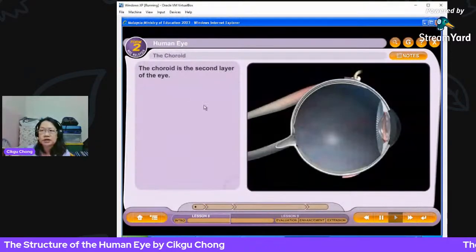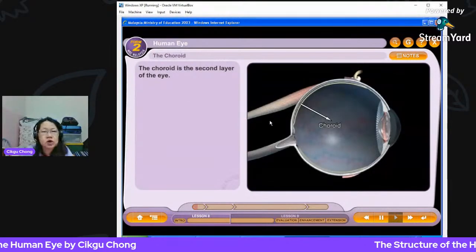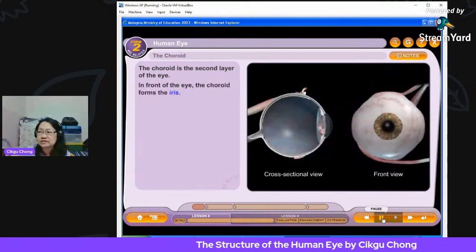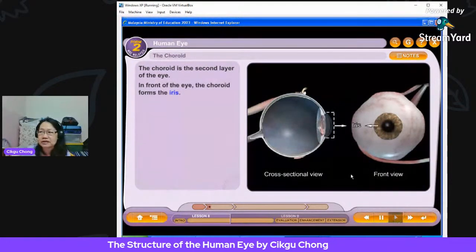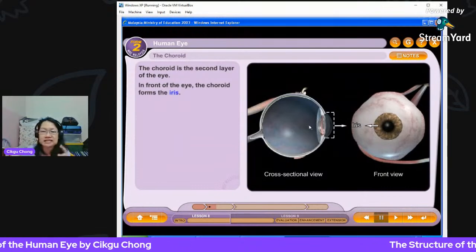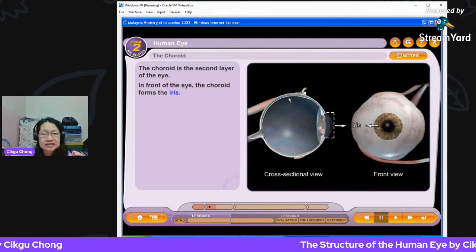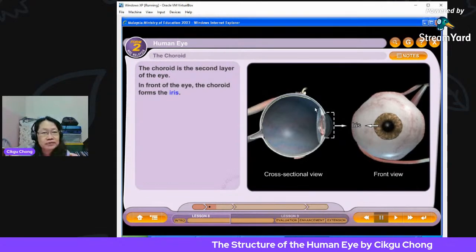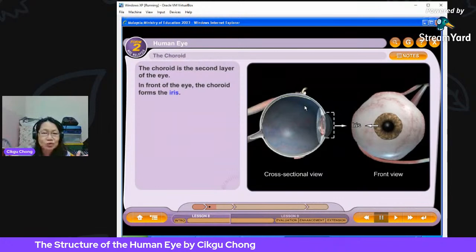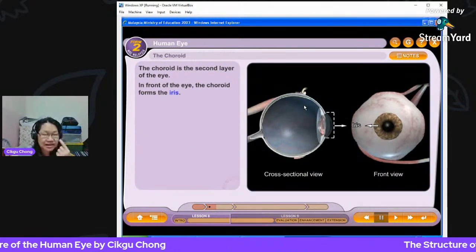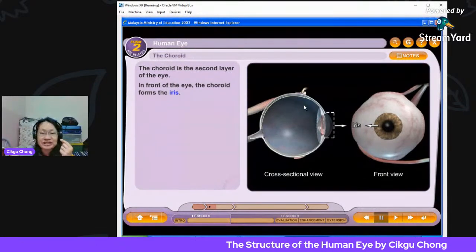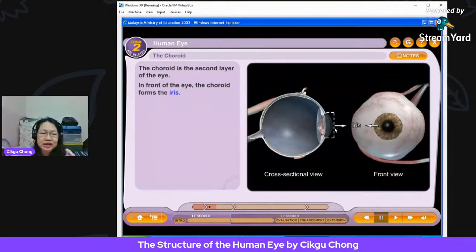Let's go on. The second layer is called the choroid, and it's usually colored black. Look at the blood vessels here. In front of the eye, it forms the part, like I said earlier, we call the iris. This is the part where people of different races will have different colors. Like the Caucasians, they will have blue color, and also green. Okay, this is the part they call the iris.